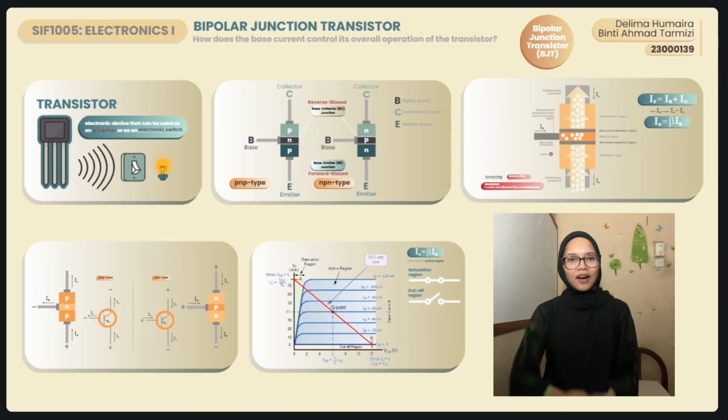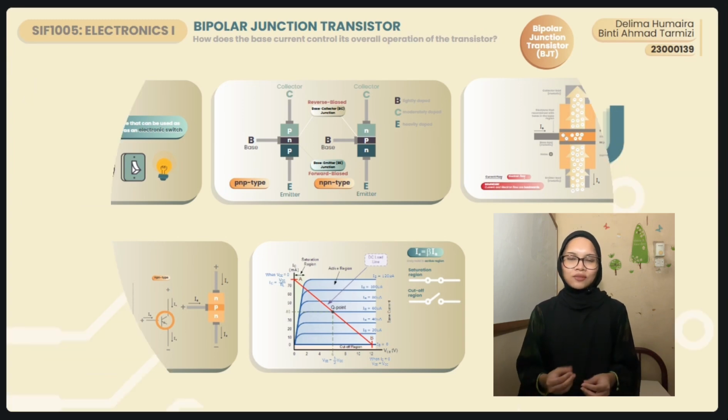After seeing all that, we can conclude that the base current in a BJT plays a vital role in the transistor's operation because it controls the larger collector current, enabling the transistor to act as an amplifier or as a switch. That is all from me.